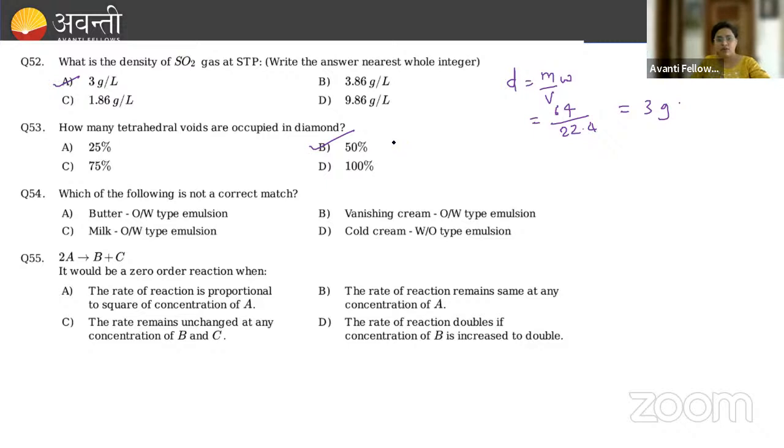Next, which of the following is not a correct match? Here, the question has been asked from the emulsion concept. So what is happening here? Emulsion, okay. This is for the next question, question 54, emulsion.